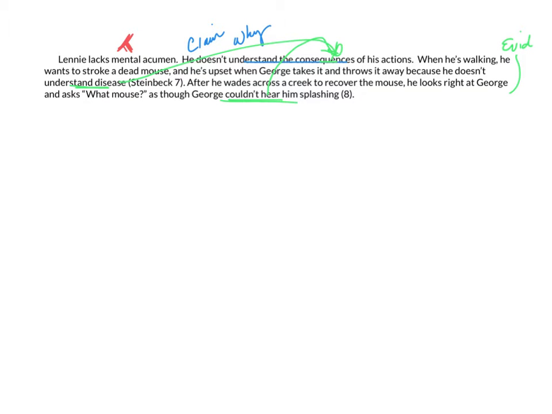So the most important thing is that the evidence is supporting that claim about why I say he's lacking mental acumen. Now, one thing that you guys have to pay attention to, you have to cite any evidence that has specific details from the book, even if those specific details are not quoted. So we don't have a quote in this first sentence, but these are details, and any details have to be cited as evidence.